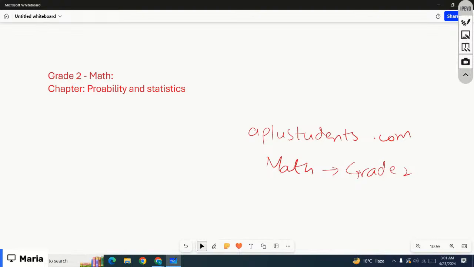And the lessons we're going to cover today are probability and statistics. So please make sure you have your notebook and pencil so that you can note down the important examples and definitions as well.